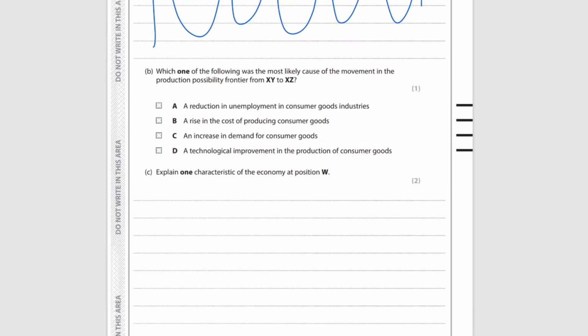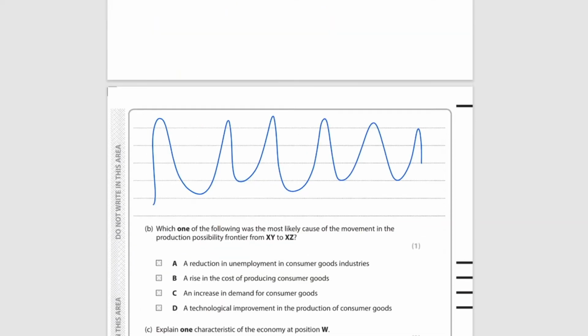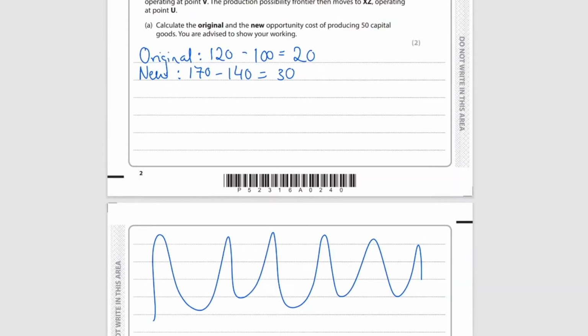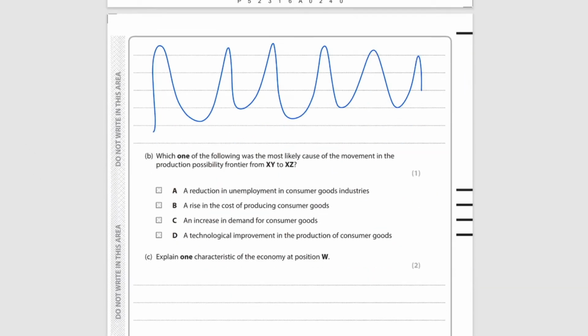Which one of the following was the most likely cause of the movement in the production possibility frontier from XY to XZ? Okay, so if we have a PPF and it's talking about capital goods and consumer goods, then usually we're referring to the whole economy. And as a result, what we need to think about is how we actually improve upon the production possibility of the economy, like the long run aggregate supply curve.